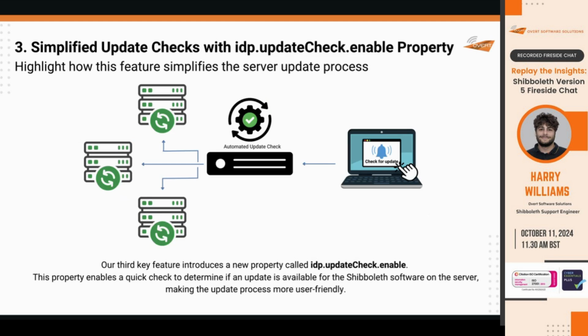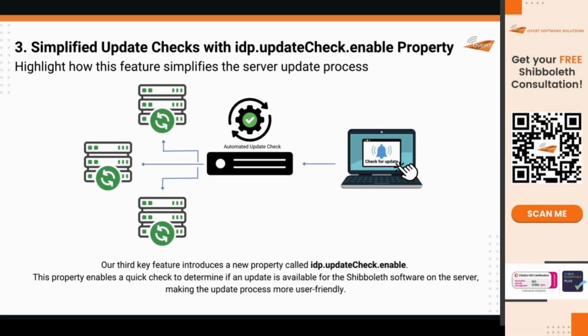The third feature I want to go over is the simplified update checks. This is actually an idp.updatecheck.enable property on the IDP server itself, designed to streamline version management by running a quick check to see if updates are available directly from the IDP startup logs.